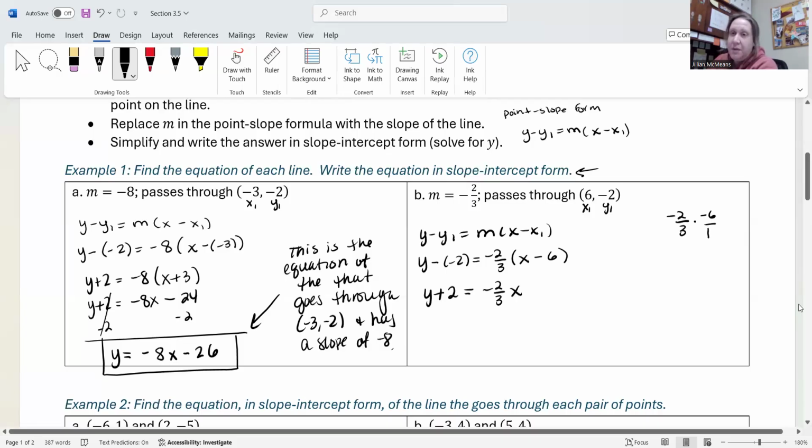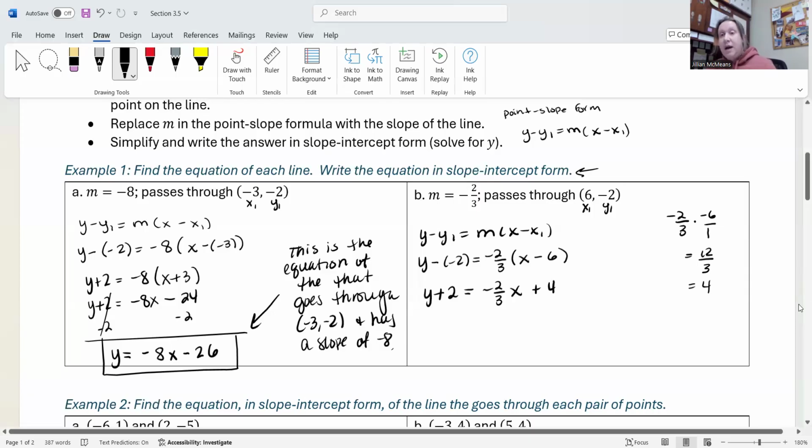I'm going to go ahead and write my 6 over 1, just so I have a numerator and denominator to work with. So I got -2/3 times -6 over 1. Well, that's the same thing as -2 times -6, which is 12. And then 3 times 1 is just 3, but that all simplifies to be just 4. Okay, so -2/3 times -6 is really just 4. So I'm going to come over here and write it as plus 4.